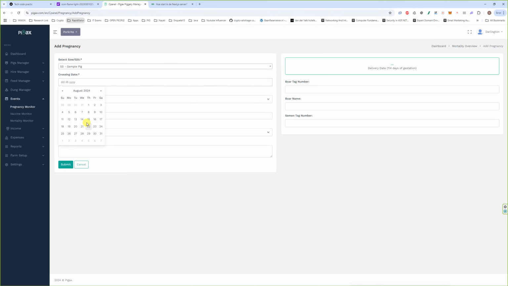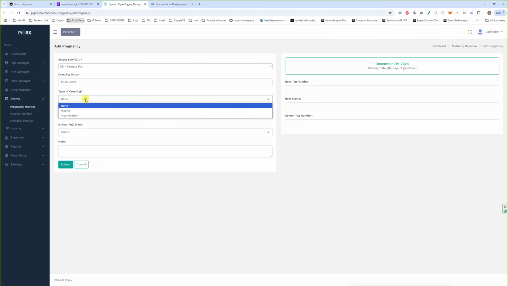The system calculates when the pig is supposed to give birth. You can see that when I selected that, the delivery date should be at this time. You can say how it got pregnant: is it through mating or insemination? You can just pick one.